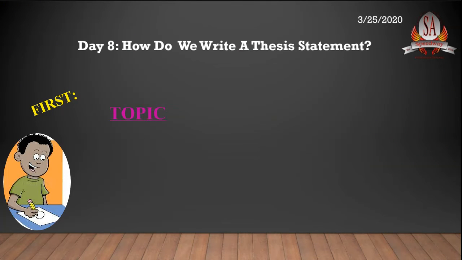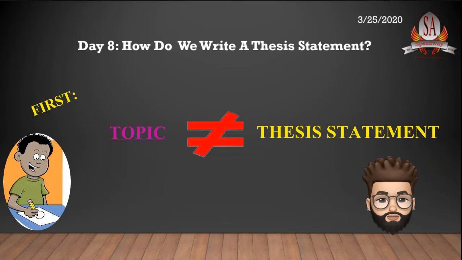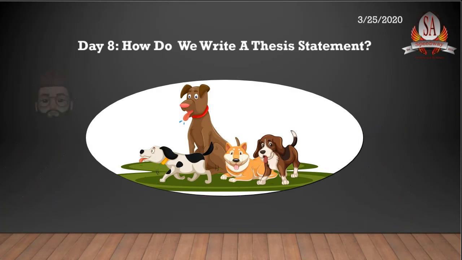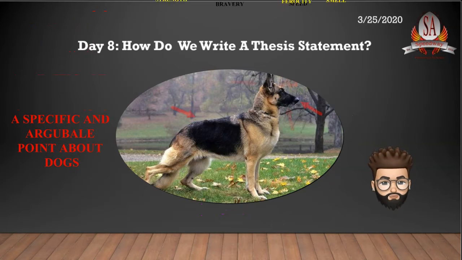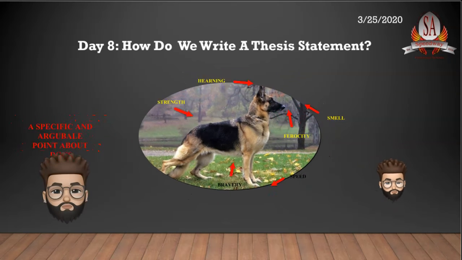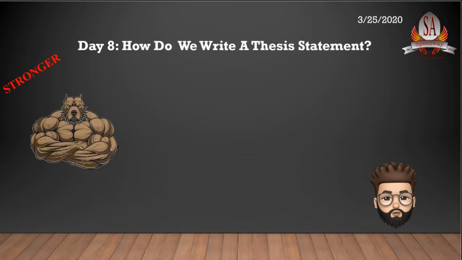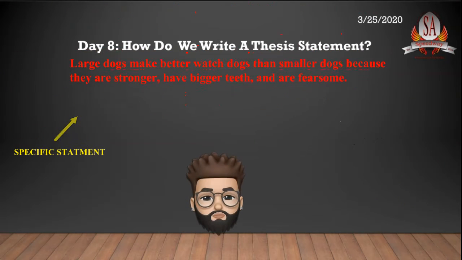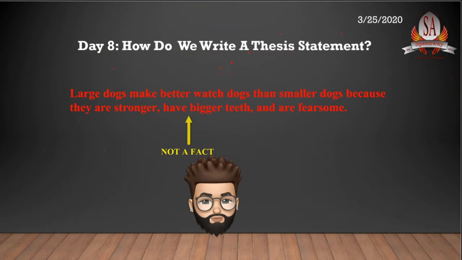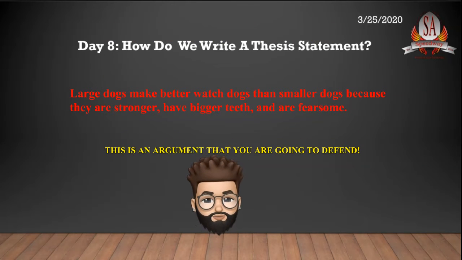So it is important to realize that a topic is not a thesis statement. I want to explain that a little bit more for you. So your topic could be dogs, but your thesis statement will be a specific and arguable point about dogs. You could, for example, make your thesis statement: large dogs make better watchdogs than small dogs because they're stronger, have bigger teeth, and are more fearsome. There you have a specific statement. It's not a fact, it is an opinion. It's an argument that you are making and trying to defend.